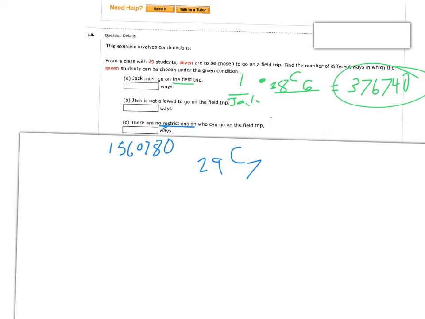All right, and then next up here, it says that Jack is not allowed to go on the field trip. So that means now we're choosing actually 7 students, but we're only picking out of a group of 27 because we're excluding Jack from that list. But we still do need 7 students to go. So it's going to be 27C7, and we get 88030.